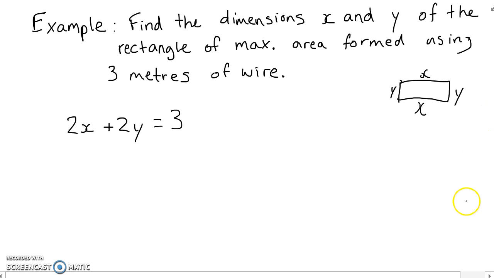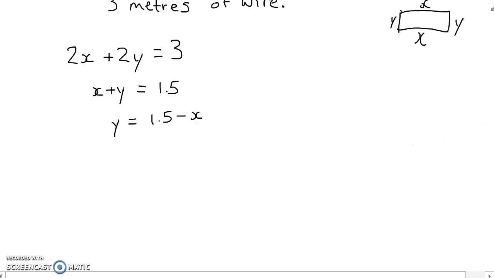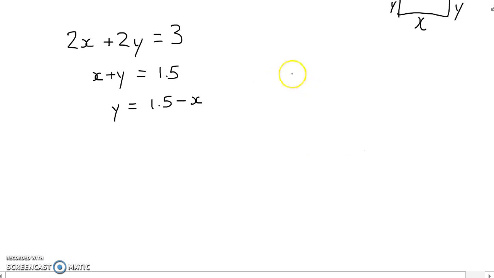So what we want to do to get this all under one variable is multiply both sides by 1/2, which leaves us with x plus y equals 1.5. Therefore, we can solve for y as y equals 1.5 minus x. So now that we have this all in one variable, we can write our area as a function of x.